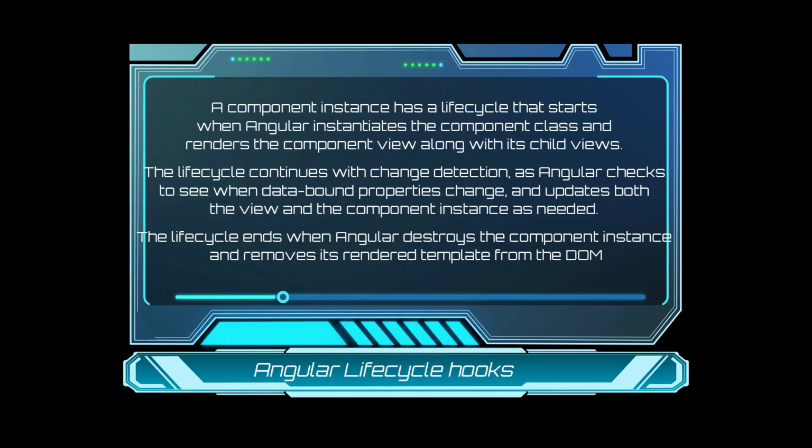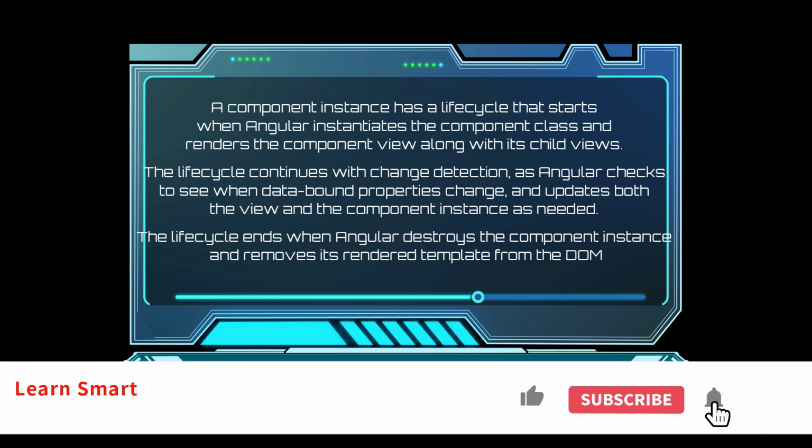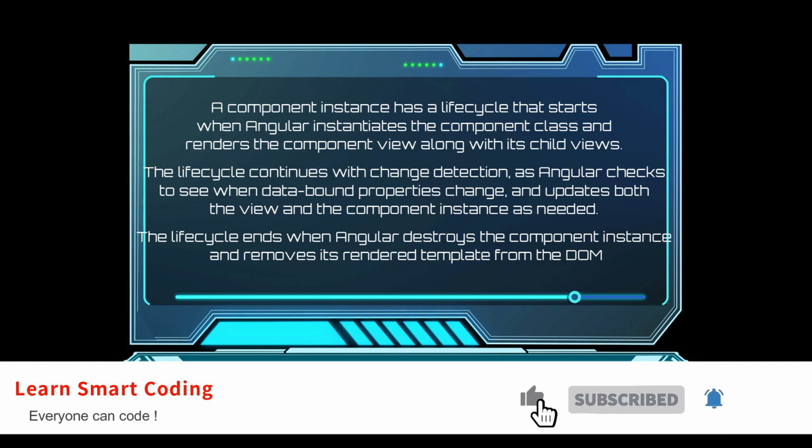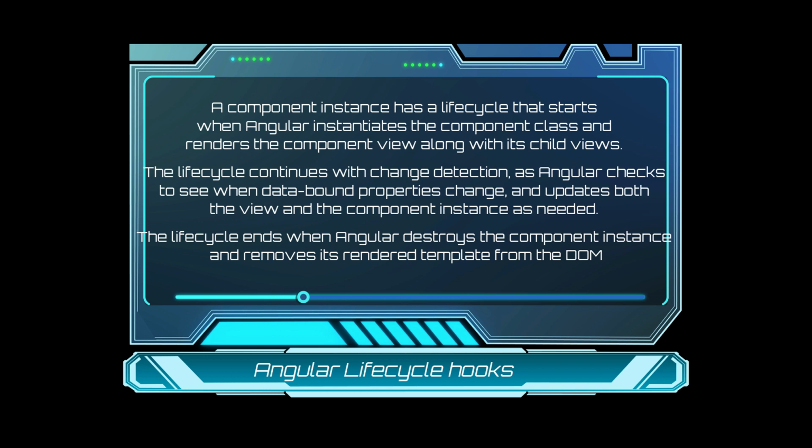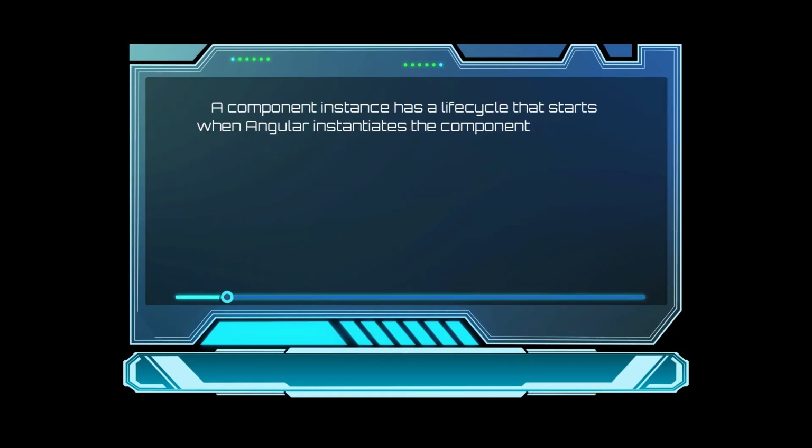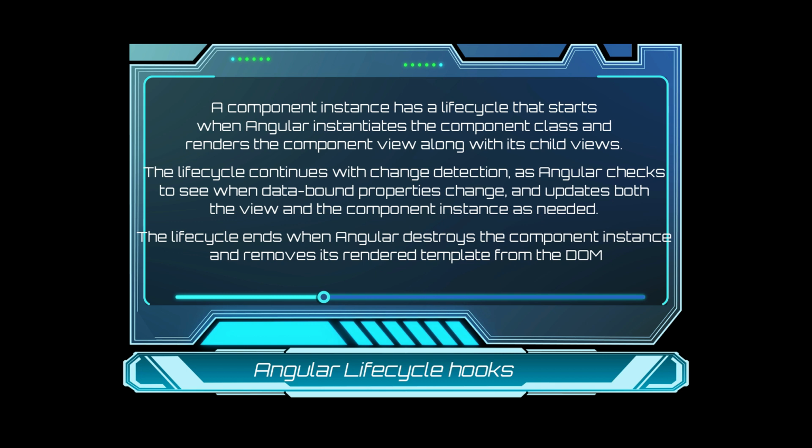In this video, I'm going to talk about lifecycle hooks in Angular. So what are lifecycle hooks? A component instance has a lifecycle that starts when Angular instantiates the component class and renders the component view along with its child view. Meaning, the lifecycle continues with change detection, as Angular checks to see when data-bound properties change, like the input, and updates both the views and the component instance as needed. The lifecycle ends when Angular destroys the component instance and removes its rendering template from the DOM. When you navigate to a different route, the component gets destroyed.